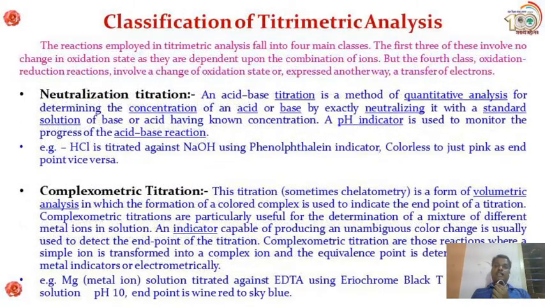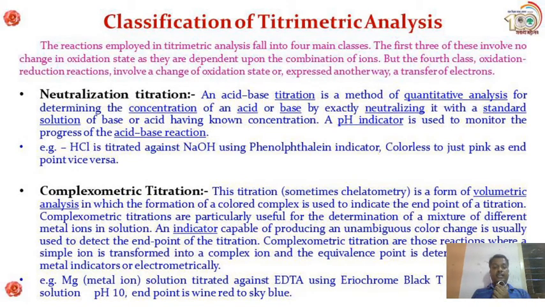So there are 4 types of the titrimetric analysis. One is the neutralization titration, other is the complexometric titration, redox titration and precipitation titration. Neutralization titration is very well known to everyone, that is acid base titration. In our laboratory, HCl is titrated against the NaOH using phenolphthalein indicator, colorless to just pink as the end point, where the acid and base react and form a salt and water molecule.